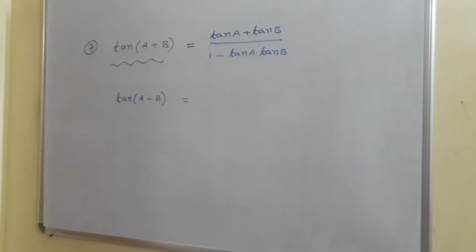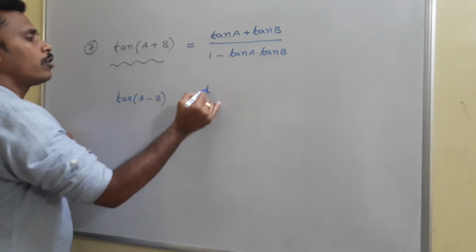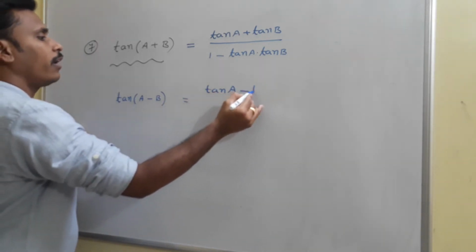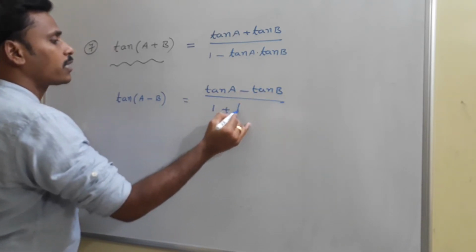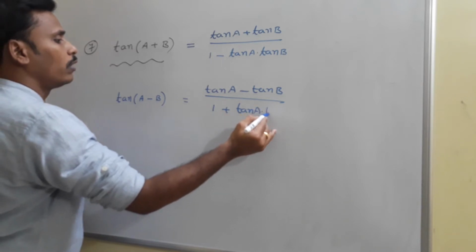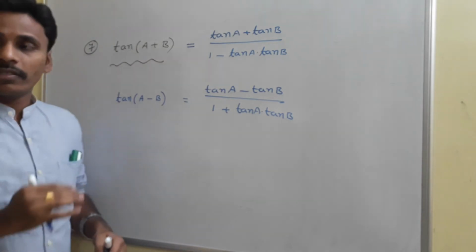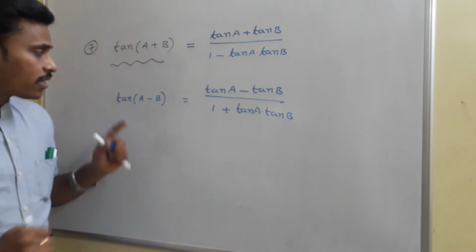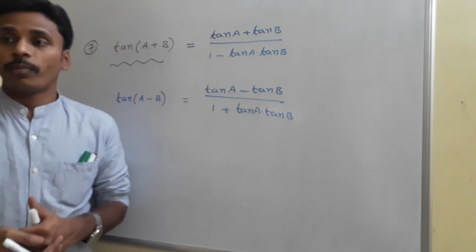So at the end we have tan of A plus B as tan A plus tan B by 1 minus tan A tan B. Similarly, we can develop tan of A minus B also as tan A minus tan B divided by 1 plus tan A into tan B. So tan of A plus B is tan A plus tan B by 1 minus tan A tan B, whereas tan of A minus B is tan A minus tan B by 1 plus tan A tan B.